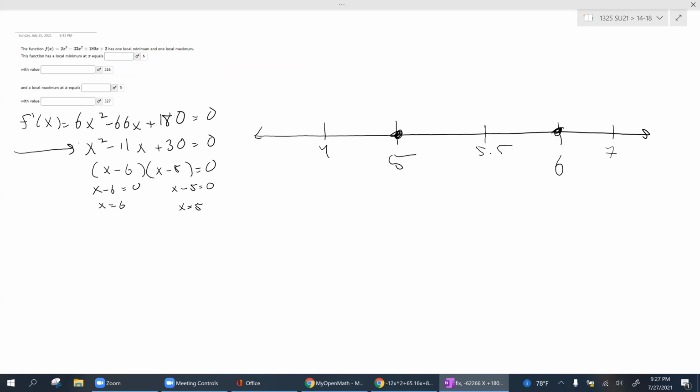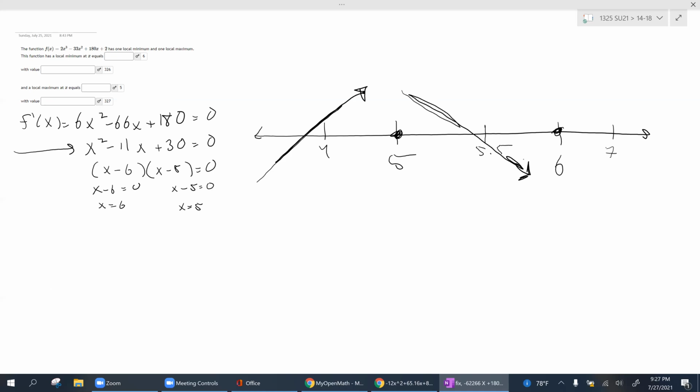So 4 squared minus 44 plus 30 gives me positive 2. I'm not worried about the number, I'm worried about the sign, and that's increasing. Now I'm going to choose a value between those two. Let's do 5.5. So 5.5 squared minus 11 times 5.5 plus 30 gives me negative 0.25, and that is decreasing.